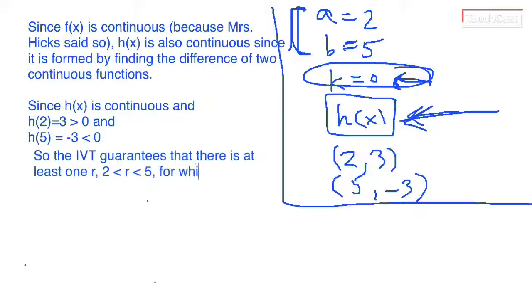For which, what was I trying to prove? That somewhere on h, the output is 0. So for which h of r equals 0. That's your write-up for the intermediate value theorem.